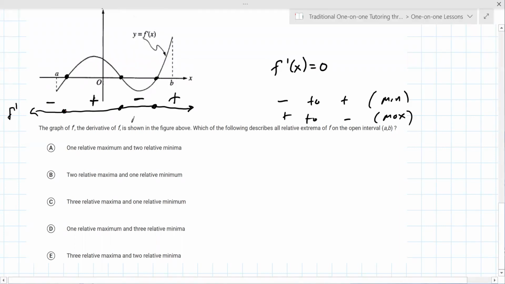What happens at this point when it goes minus to plus? Is that a min or a max? It's a min. Okay. So there's a min there. How about plus to minus? Max. How about minus to plus? Min. Okay. So there's 2 mins and 1 max.